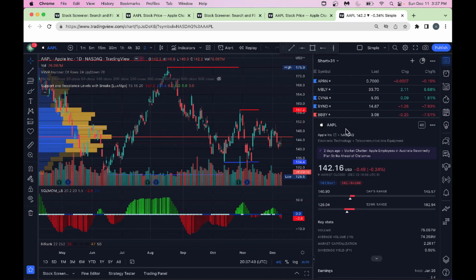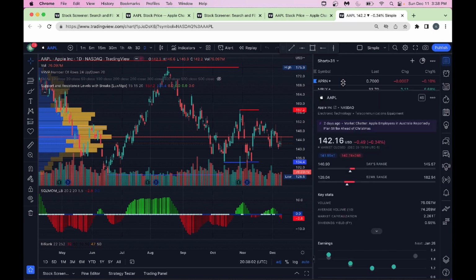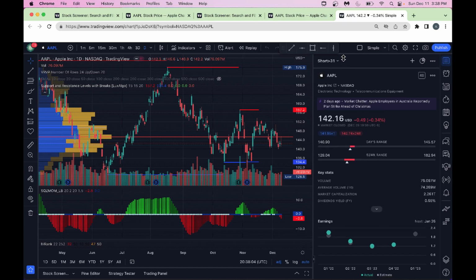All right, this also gives you here some news right here. You can see here 3 days ago, market chatter, Apple employees in Australia reportedly planned strikes, so on and so forth here. All right, so with this, what you can do is really, I'll collapse this here. I don't want to look at that screen at this time here.